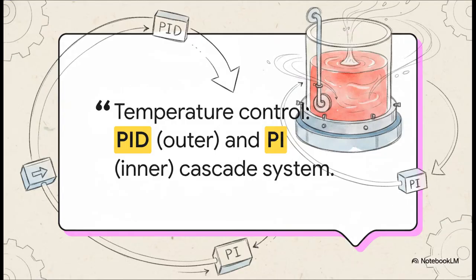Now, what's truly amazing is how we actually apply all of this in the real world. You see, you don't have to choose just one. The source simulation concludes that the absolute most efficient way to manage reactor temperature is to use a cascade system.